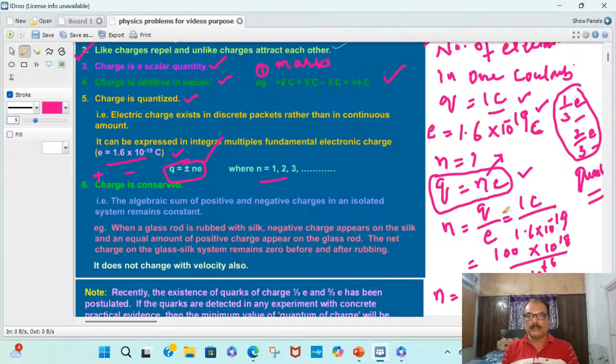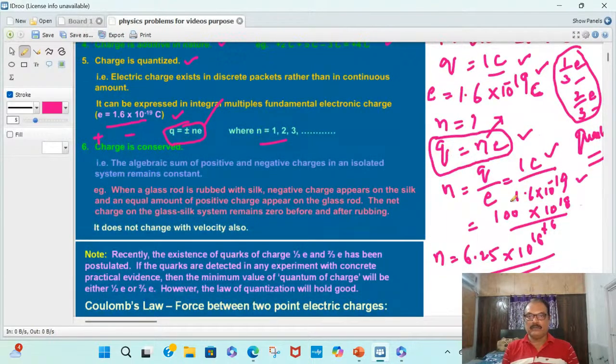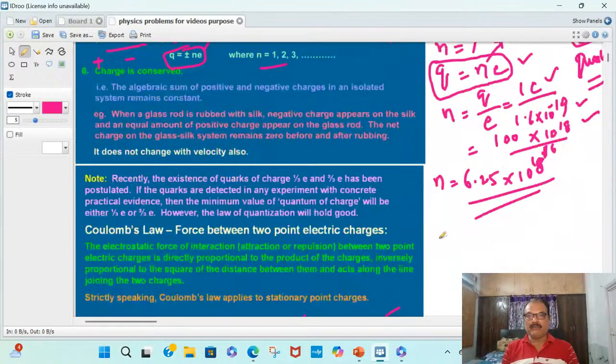Number of protons n equals Q by e, where Q is 1 coulomb as given and e is 1.6 into 10 to the power of minus 19, the charge on a proton. If you remove the decimal you get 10, and 1 becomes 100, so 10 to the power of 19 becomes 10 to the power of 18. Then 100 divided by 16 will become 6.25 into 10 to the power of 18. So this is how many protons are present in 1 coulomb.